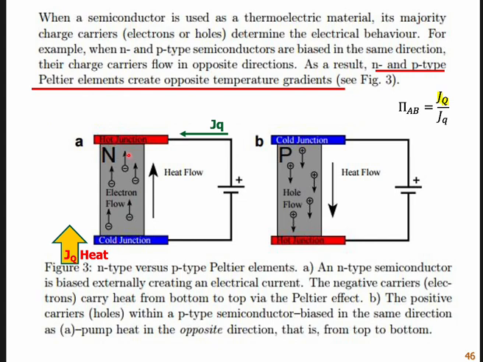toward the top. And where will the heat come from? Because the electrons carry heat, the heat will be absorbed from this side, this junction, and the electrons will carry heat to the other junction. So you have a cold junction at the bottom and a hot junction at the top. The system absorbs heat from the surroundings and also delivers heat to the surroundings as well.